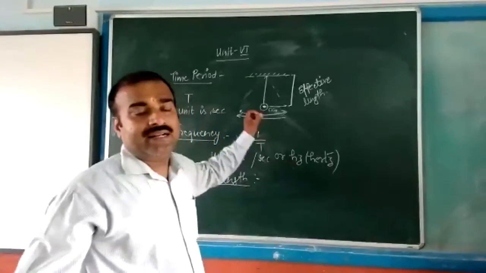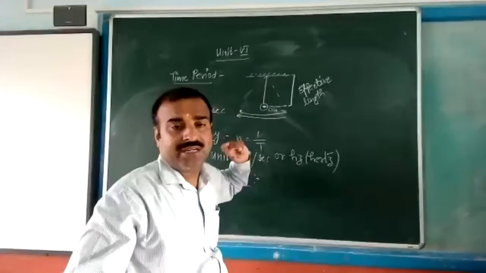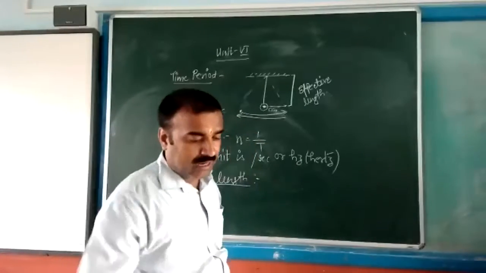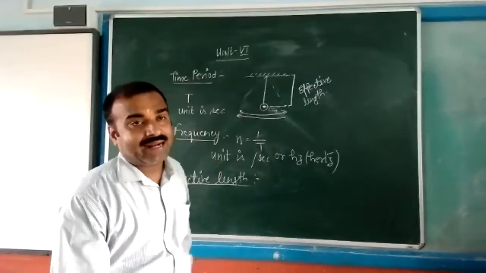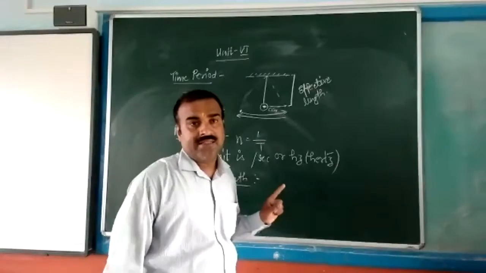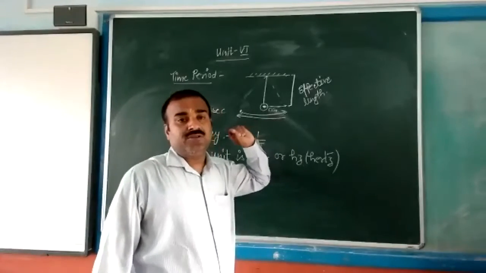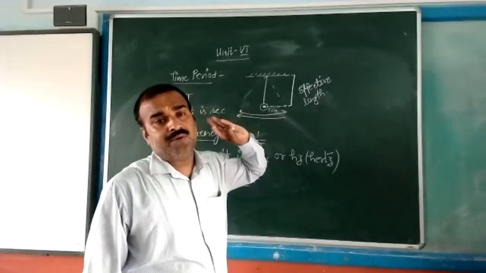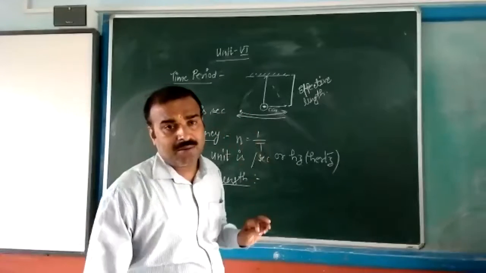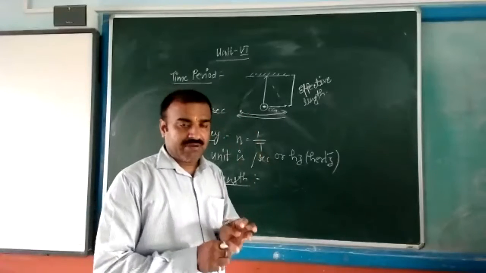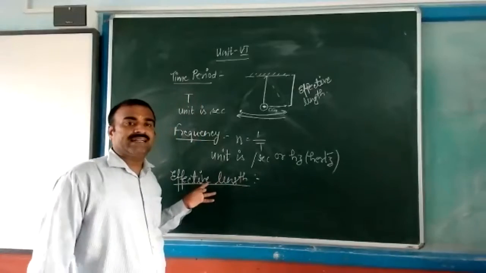The definitions related to the simple pendulum are almost completed. Now come to the next topic, the factors on which time period depends. The definitions related to the simple pendulum are the definition of amplitude, oscillation, time period, frequency, and effective length.